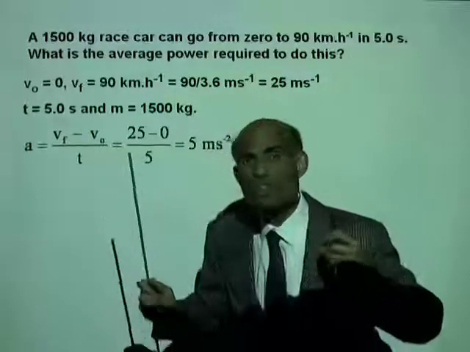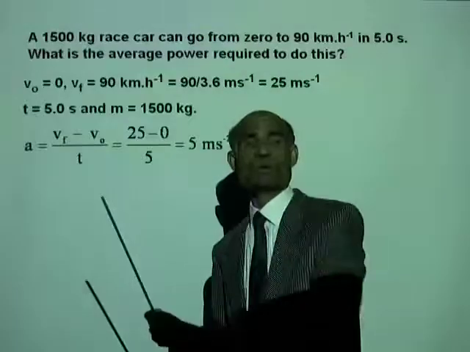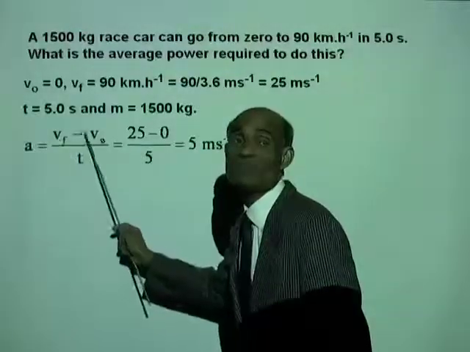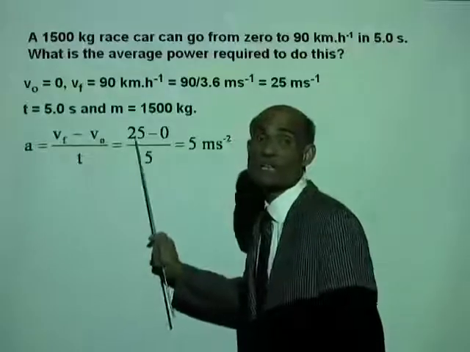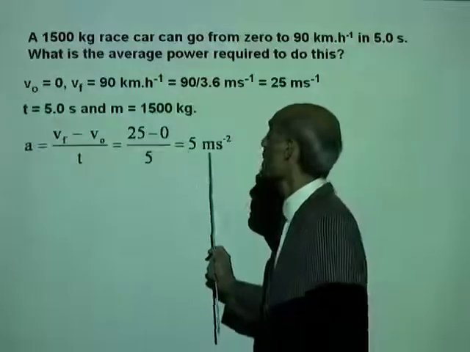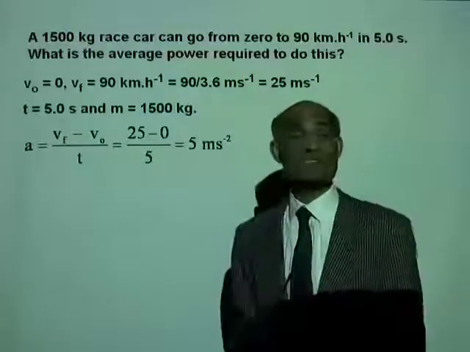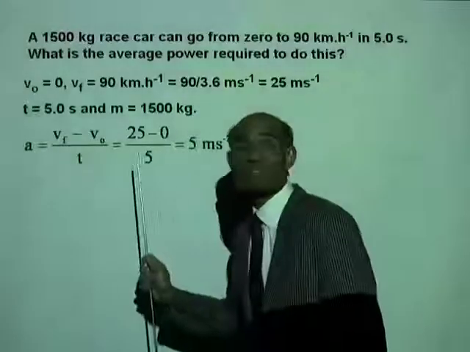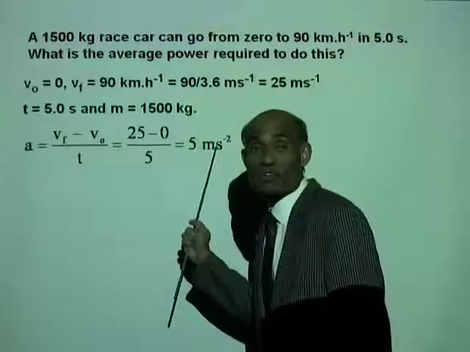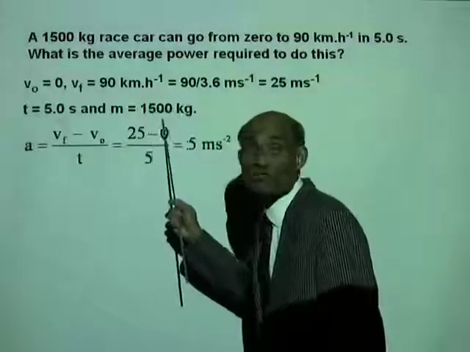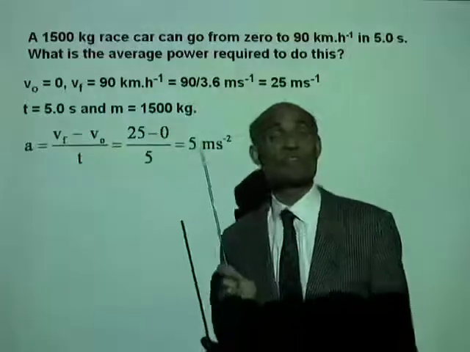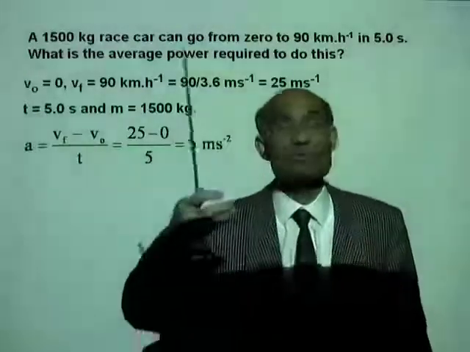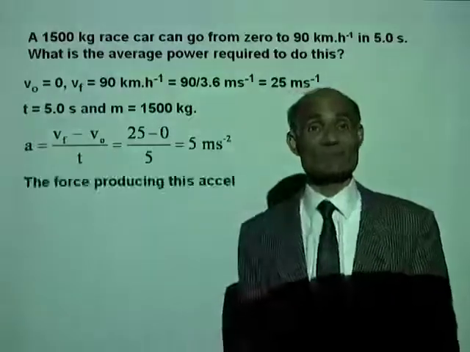What is the acceleration caused by the force producing that acceleration? Acceleration is Vf minus V0 over t. And that gives you 5 meters per second squared. Now, if the acceleration is 5 meters per second squared, and this acceleration is produced on this mass of 1500 kilograms, therefore, can you calculate the force producing that acceleration?